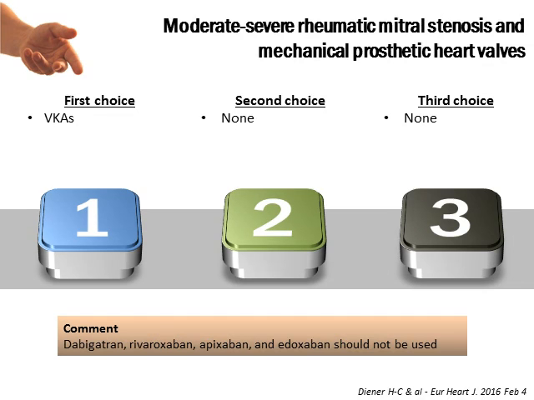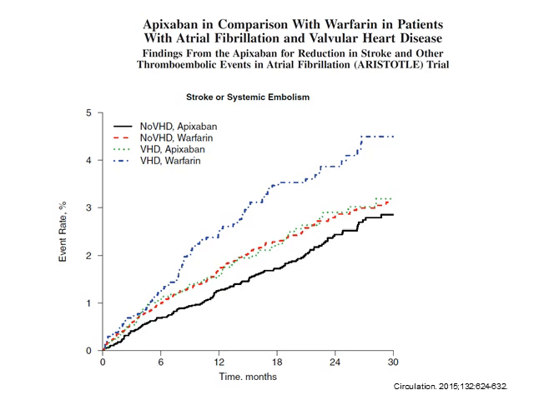Neither Dabigatran, Rivaroxaban, nor Apixaban should be used in this setting. However, we have some small evidence from an analysis of the ARISTOTLE trial, which showed that in patients with mitral stenosis, because in these studies several patients had mitral stenosis, valvular diseases, Apixaban is superior to warfarin.